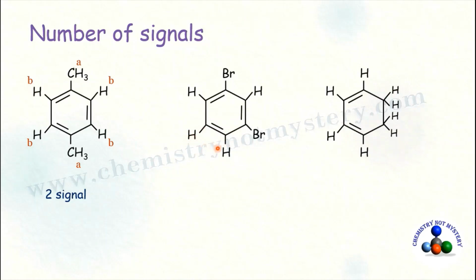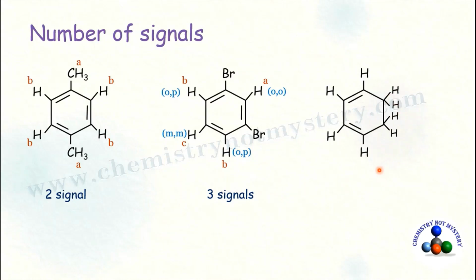In this molecule, to get the chemically equivalent protons, first write down the relative position of each hydrogen with respect to both bromine substituents. This hydrogen is ortho to this bromine and ortho to another bromine. This hydrogen is ortho to one bromine and para to another bromine. This hydrogen is meta to this bromine and meta to another bromine. And this hydrogen is ortho and para with respect to both the bromines. So there are 3 sets of chemically equivalent protons. As there are 3 sets, this molecule will give 3 signals.